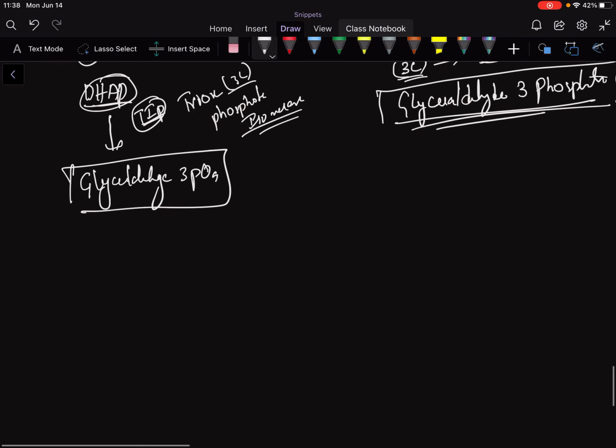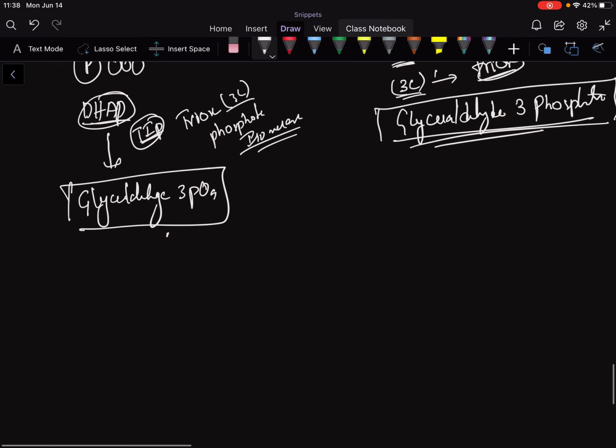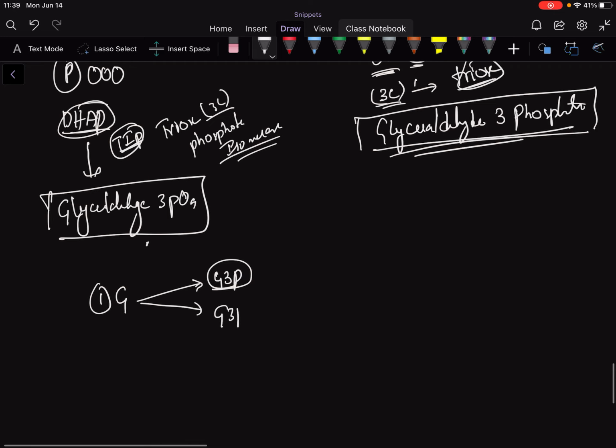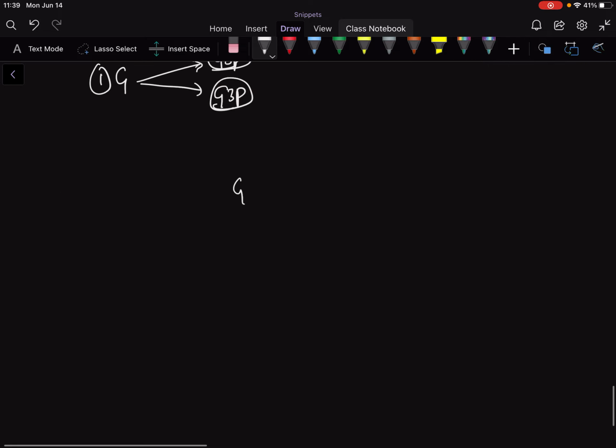So again we are forming this glyceraldehyde 3-phosphate, right? So how many glyceraldehyde 3-phosphates are formed from one glucose molecule? One glucose molecule forms glyceraldehyde 3-phosphate from dihydroxyacetone phosphate, and another glyceraldehyde 3-phosphate which is directly formed. So from one glucose we are forming 2 glyceraldehyde 3-phosphates. Okay. So I would simply write glyceraldehyde 3-phosphate here. Okay.